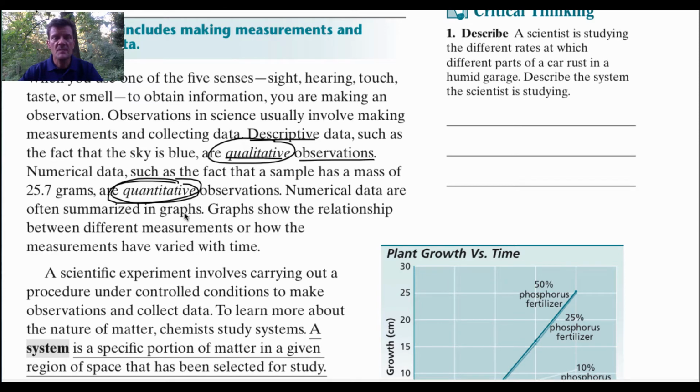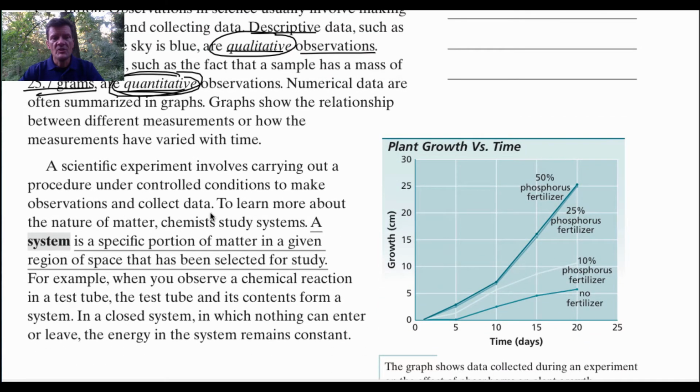Quantitative means you've actually taken a measurement. You're using units of some type to take some form of measurement. So when you measure mass in grams, you can say something's heavy or something's light, but if you actually take a measurement, that is now quantitative. So make sure you write that down.